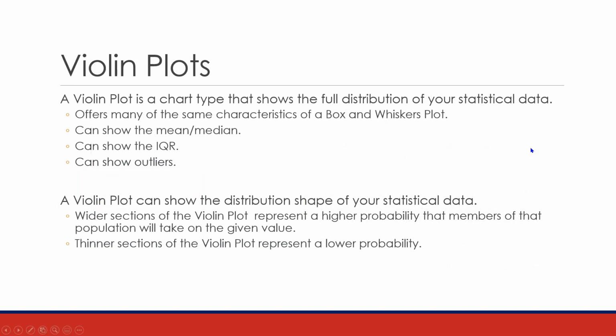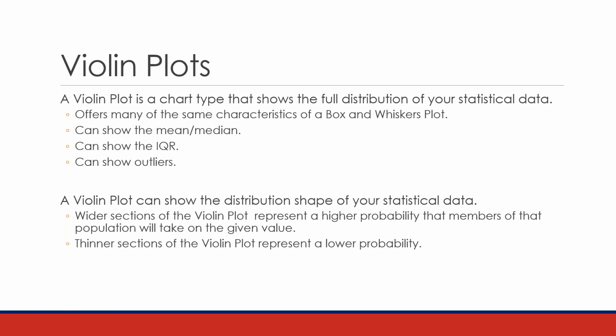Okay. So as I mentioned, the Box and Whiskers plot is a great way to look at the basic distribution of our statistical data. However, it's not really that great of a tool to use if you're looking for the full distribution of your data. Let's say you're dealing with multimodal data. Okay, that's where a violin plot comes in. So a violin plot is another chart type that we now offer in our current release of FCS Express 7.